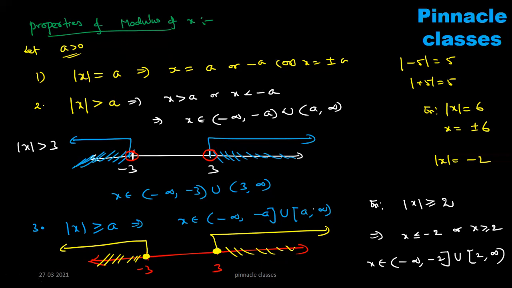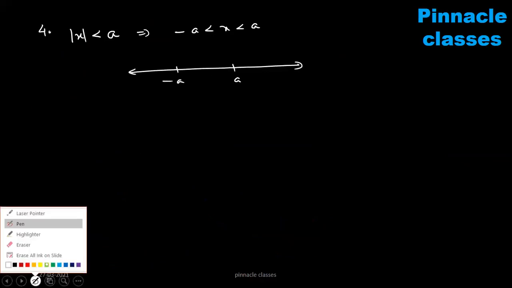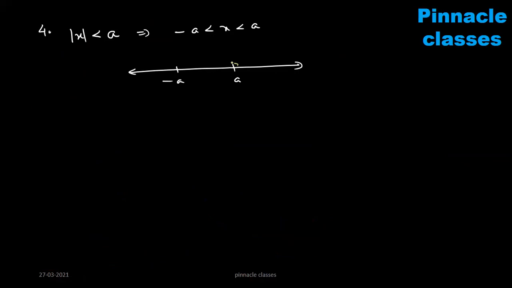Now property number 4. After completing this one, I will say this point, don't worry. What is property number 4? Modulus of x less than a. Then what is the result? x lies between -a to a. That's the meaning. So take the number line, -a, a. Once again, I'm saying open interval means what here? Excluded. That is the meaning.